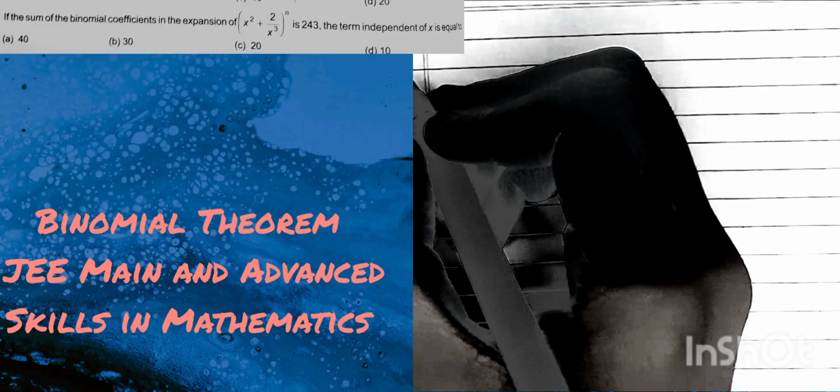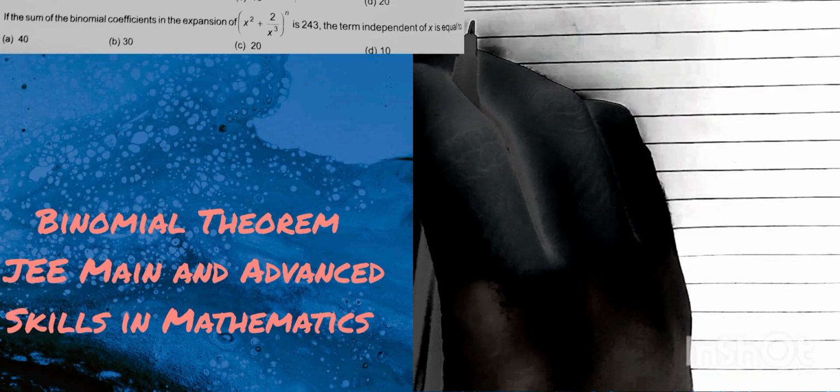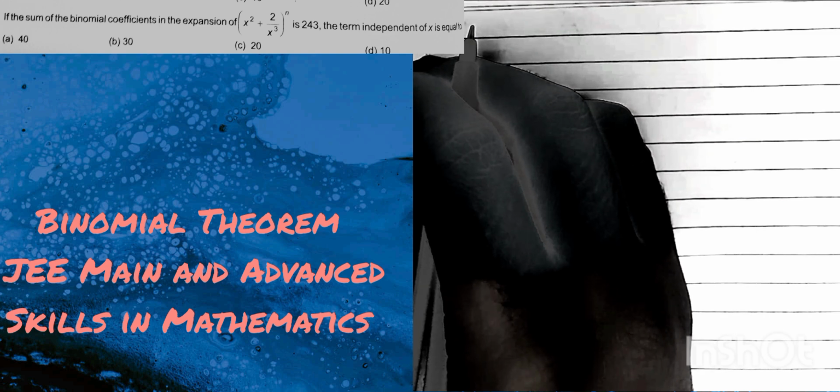The question in front of us is from the binomial theorem. I hope the question is on your screen. The question says, if the sum of the binomial coefficients in the expansion of (x² + 2/x³)^n is 243, the term independent of x is equal to.